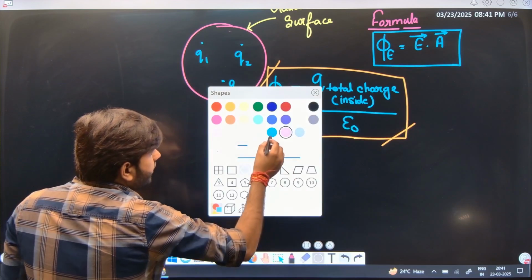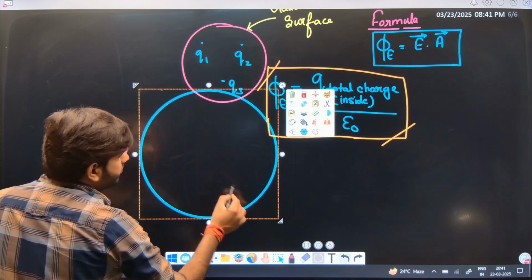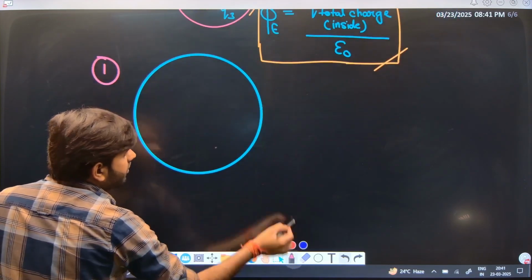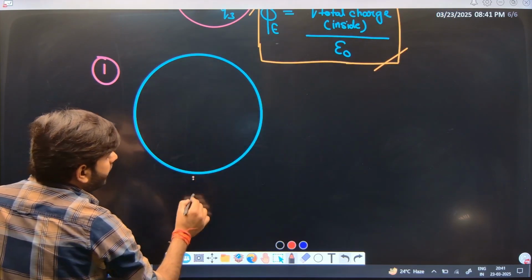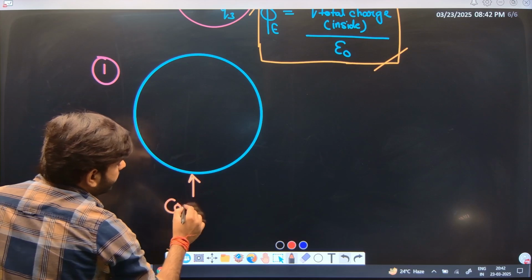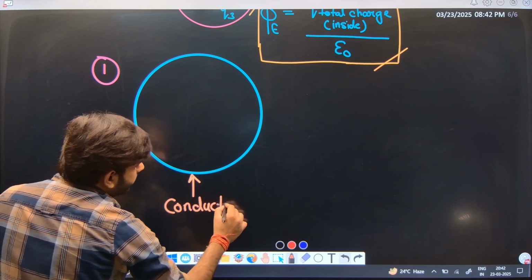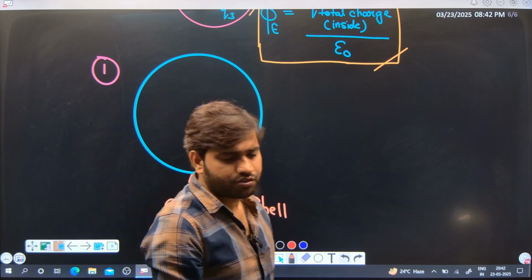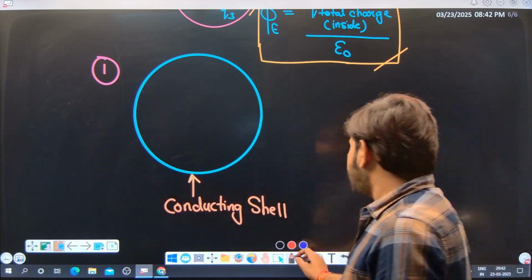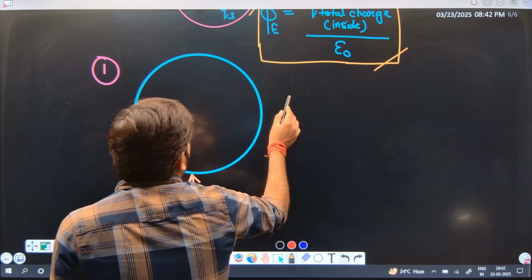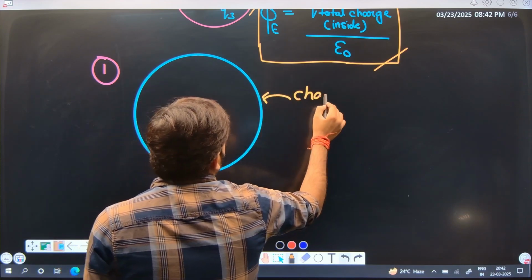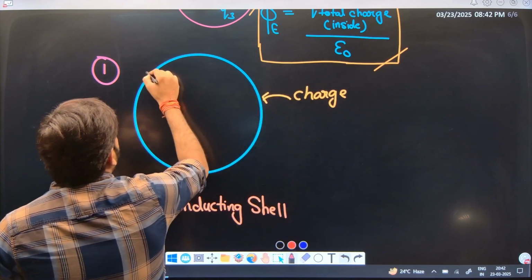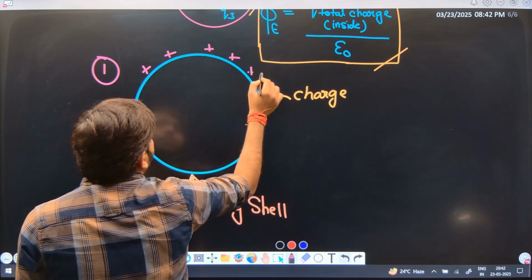If there is any conductor, just imagine this is a conductor shell. It is spherical in shape, so I am writing here conducting shell. Shell means it is hollow. So as you know, if I give charge to the conductor, the charge will definitely come to the surface of the conductor.